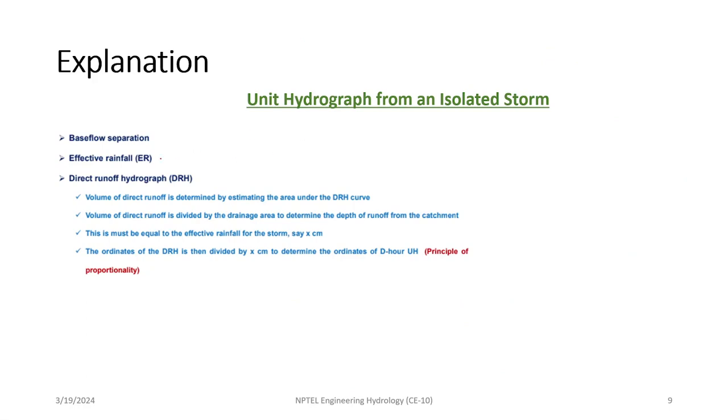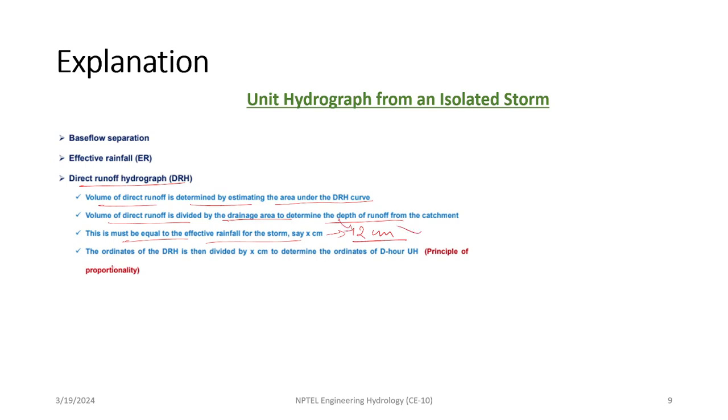Okay, so just for the information, it is mentioned here that if we are talking about the direct runoff hydrograph, then firstly the volume of the direct runoff should be determined by estimating the area under the DRH curve. Then the volume of direct runoff should be divided by the drainage area in order to compute the depth of runoff. Then this must be equivalent to the effective rainfall of the storm, which I was just mentioning, 12 centimeter. So whatever the depth of runoff you will be getting, it will be equivalent to 12 centimeter.